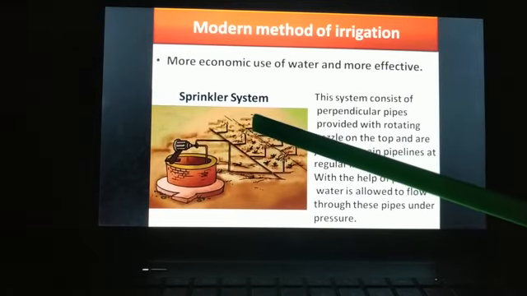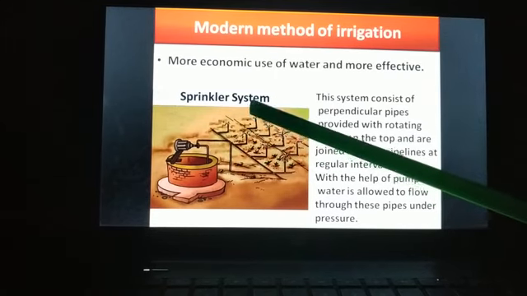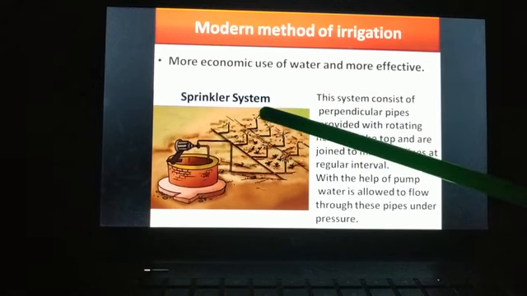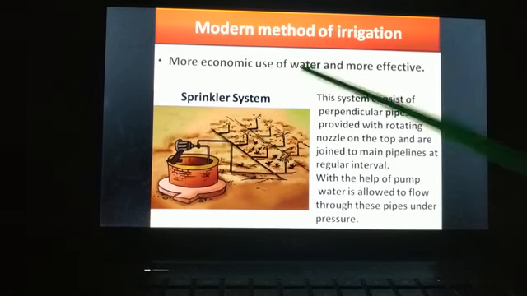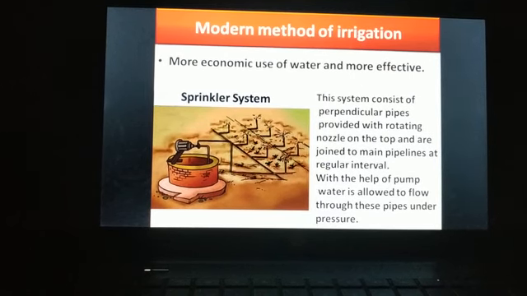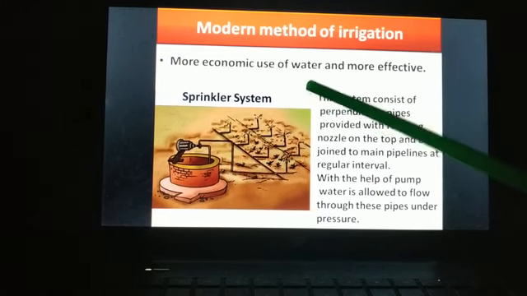The pressure at the nozzle makes the water rotate, and the water is sprinkled on the crops as if it is raining. It is a very useful method when the land is uneven, and also when there is an insufficient quantity of water. So in those places this system is very helpful.